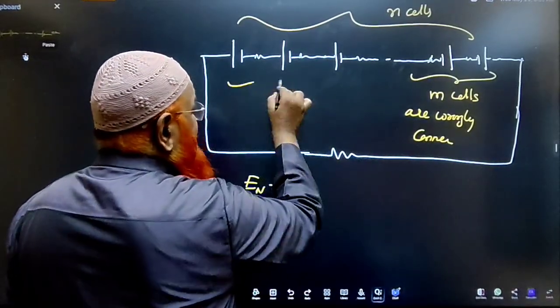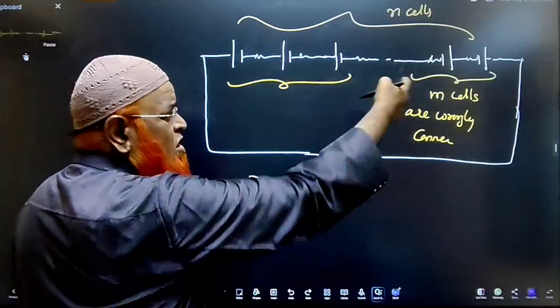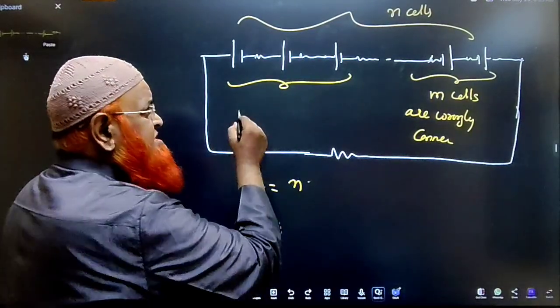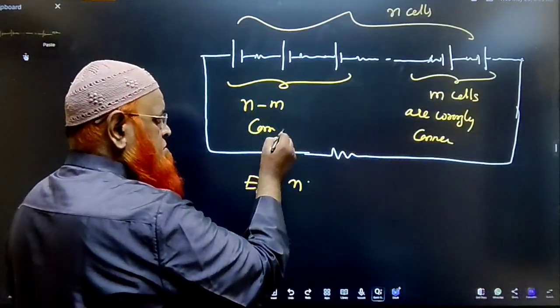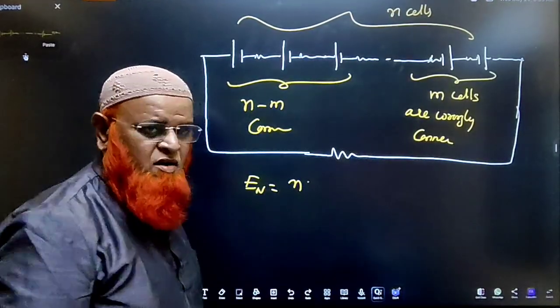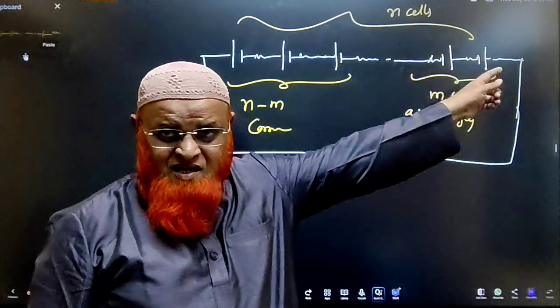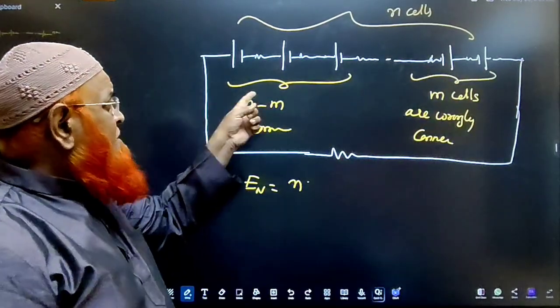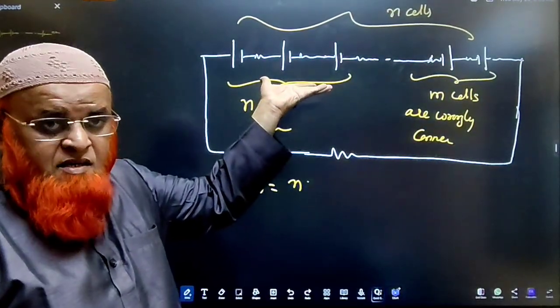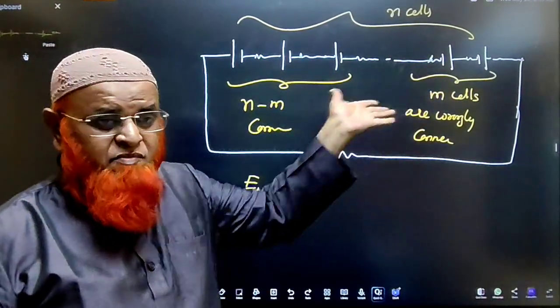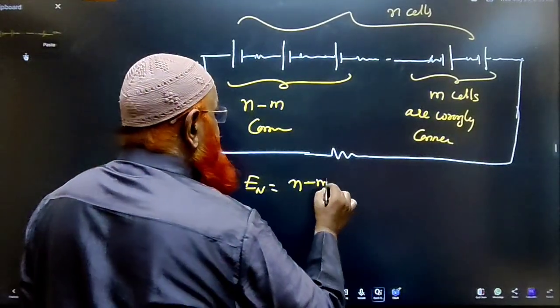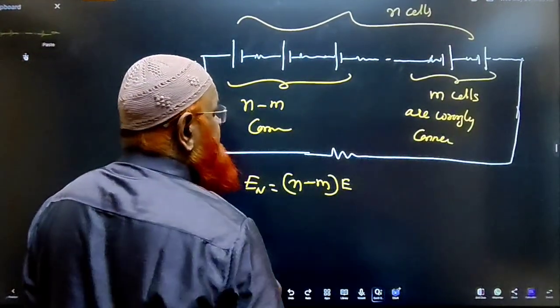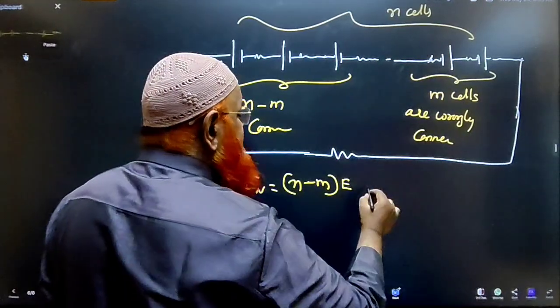Now these are correct connections, and those are wrong connections. So how many are correct? N minus M are correct. M are wrong. Am I right or not? In total N cells, M are wrongly connected. We have to remove the wrong connections, and what remains is N minus M. So here N minus M are connected like this, where the remaining M cells are connected wrongly.